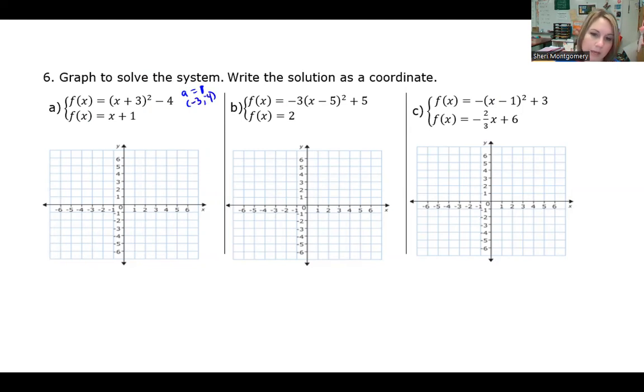-3, -4. So I'm going to go plot that. I have to go to -3, -4. I put a point. When A is 1, I go over 1. 1 squared is 1. Oh, am I positive? I'm going to go up, right?